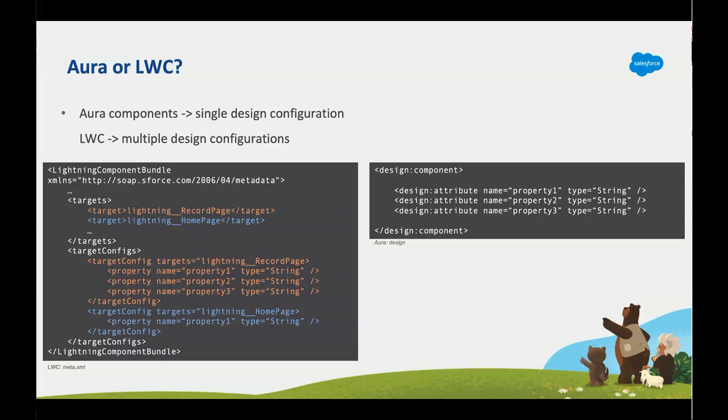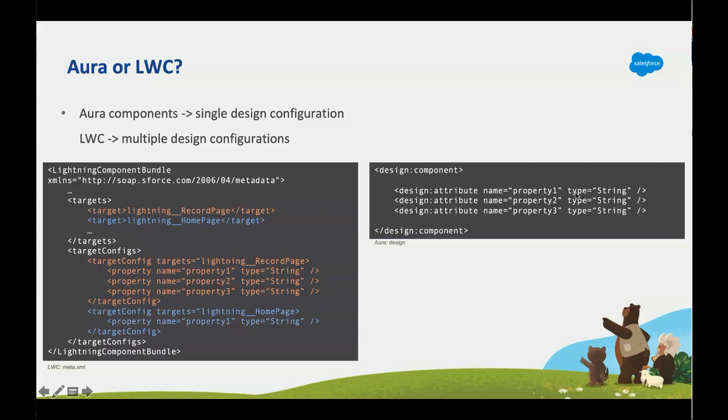you see on the right, you can only provide a single design configuration for your component, which means, say your component is made available for use in record pages and home pages, you can't vary the properties that are exposed for use in each. However, if you write a Lightning Web component, you can actually specify multiple different design configurations. And that includes specifying a different set of properties, specifying a different set of supported form factors, and so on.